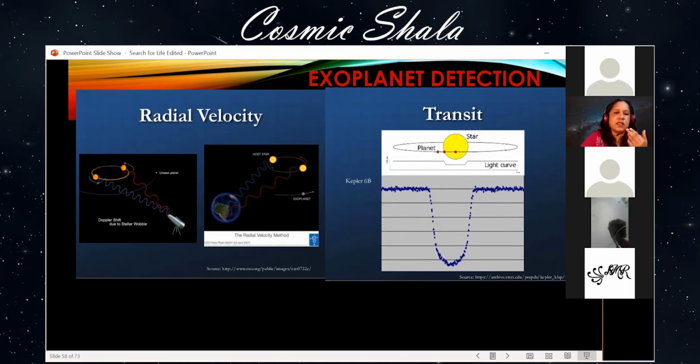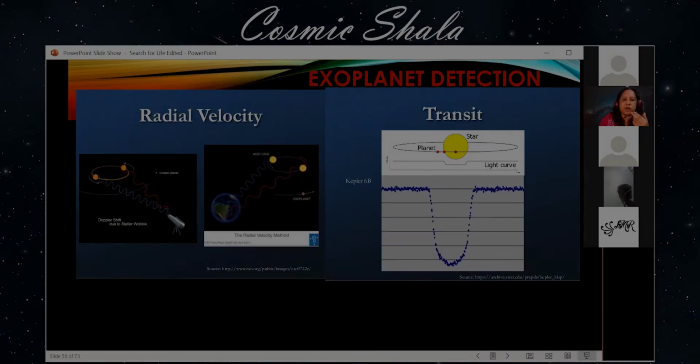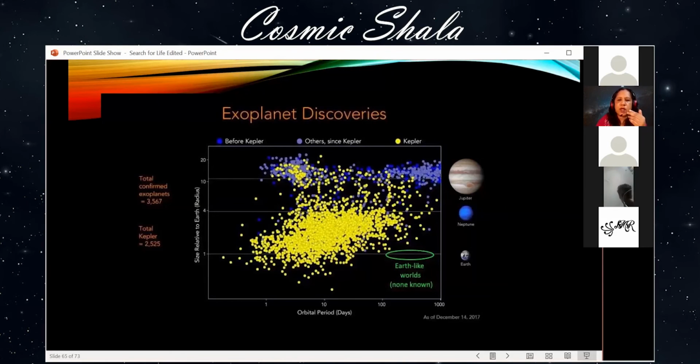So that's what these missions do. They keep on observing the brightness of different stars, and over time they scan and survey them. Later, if a dip is found, that dip might indicate that something passed in front of it. You can see in this graph that the dark blue dots are the missions before Kepler, and the yellow dots are the exoplanet discoveries contributed by Kepler.